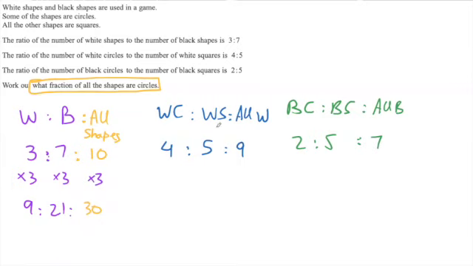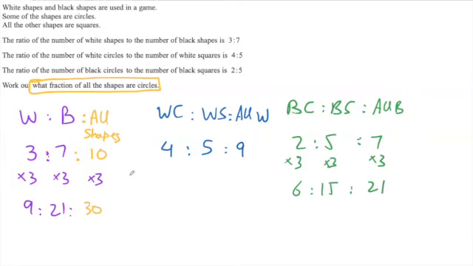Okay. Now let's take a look at the black ratio. The ratio for black shapes. We know that there's 21 black shapes from the first ratio. And in the third ratio, we're given that all black is 7. So let's go from 7 to 21. Okay, so 7 times 3 gives us 21. So we'll do 5 times 3 and 2 times 3 to get 15 and 6.